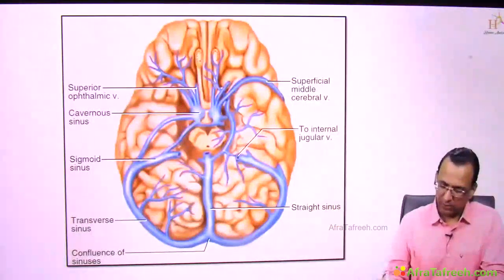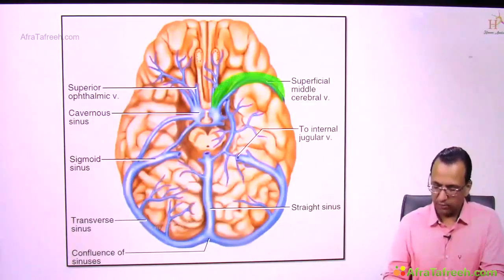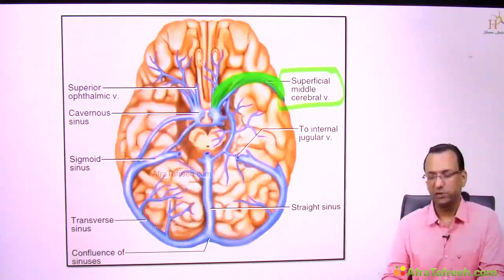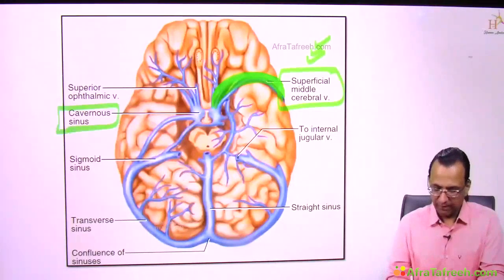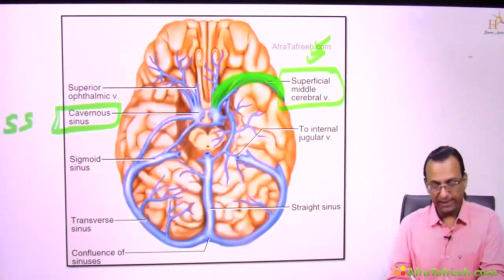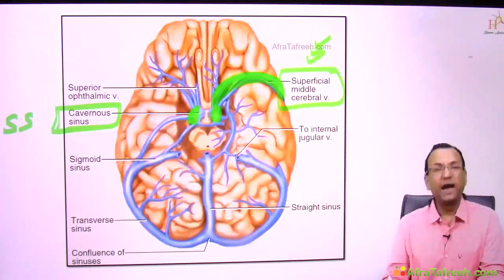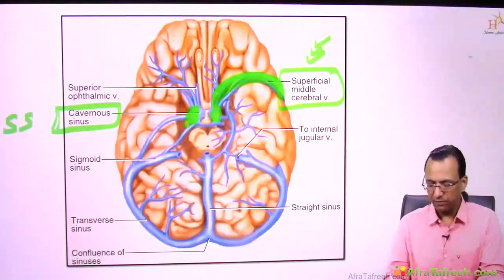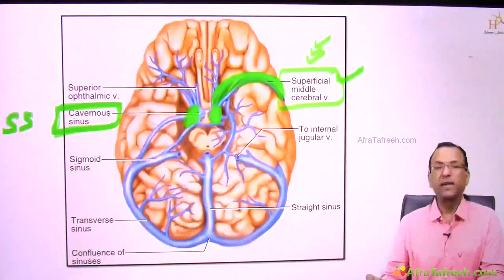As you magnify, you will see there is the superficial middle cerebral vein. Where is it draining? It is superficial, so it will drain to the superficial circulation, which is the cavernous sinus. Cavernous sinus is superficial circulation. So it is draining into the cavernous sinus here, lateral to the pituitary gland.